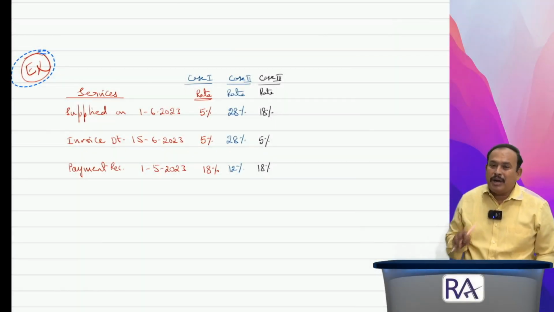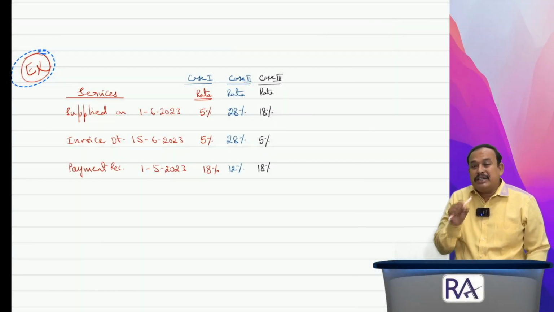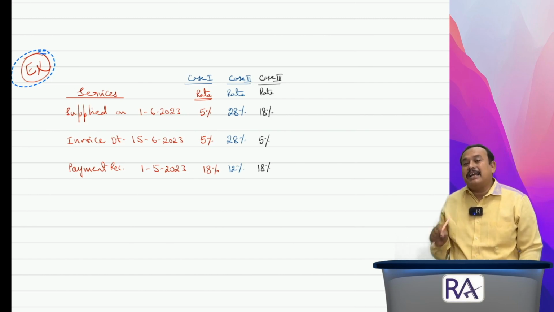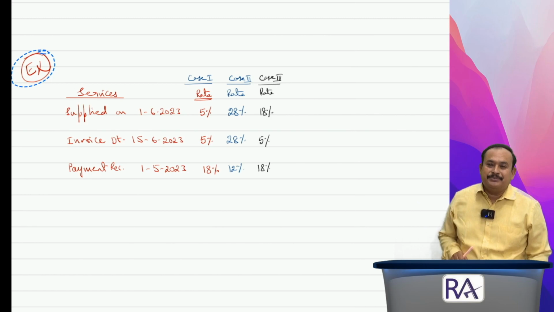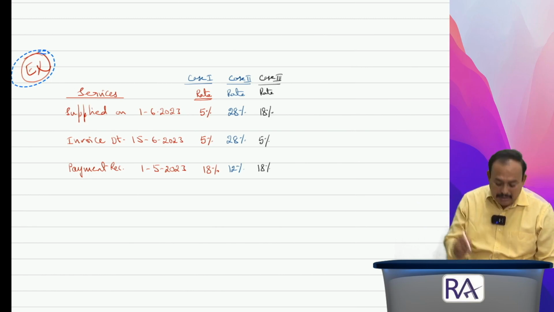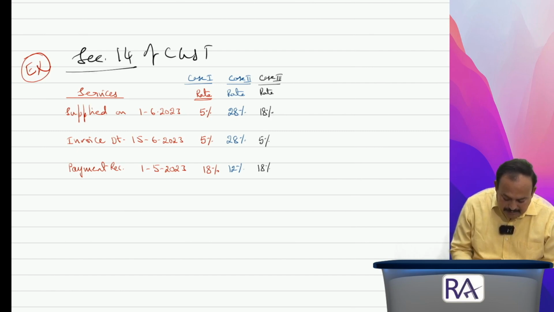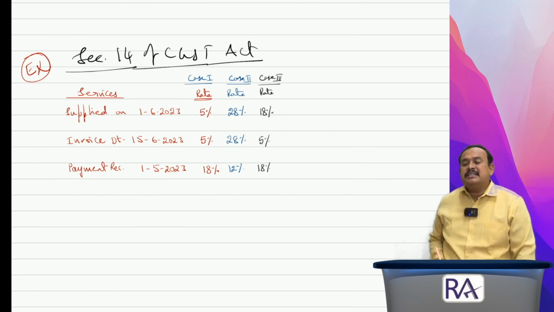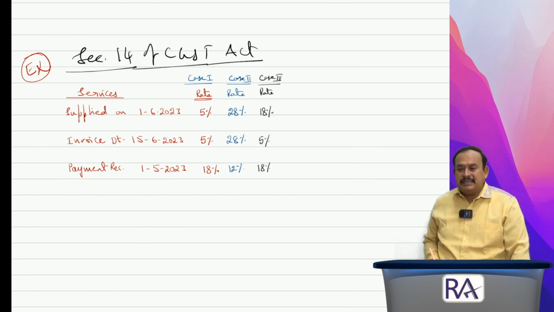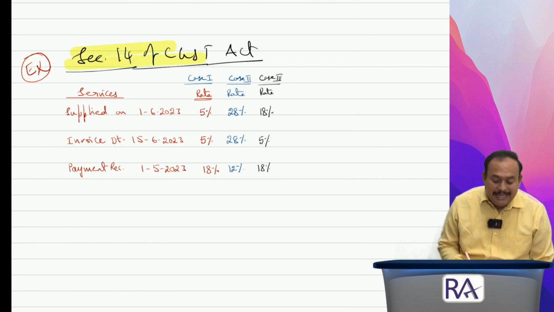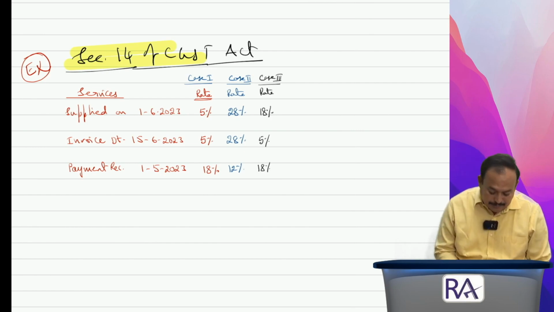Here we have to identify two things. Effective rate of tax we have to identify, along with the time of supply also we should identify. Simple. I am talking about section 14 of CGST Act, which talks about change in effective rate of tax.